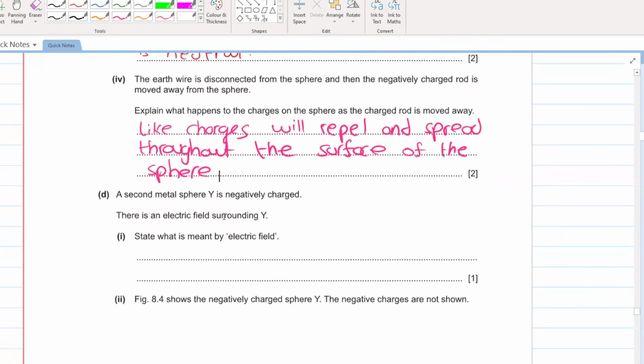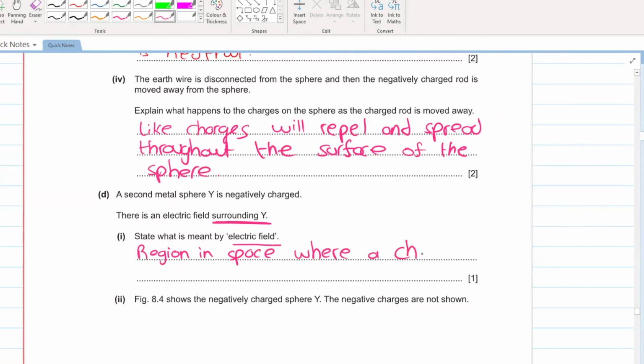A second metal sphere Y is negatively charged. There is an electric field surrounding Y. State what is meant by electric field. What is meant by electric field? A region of space where an electrically charged particle experiences a force.